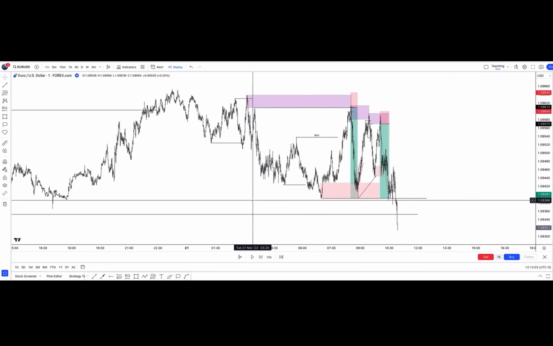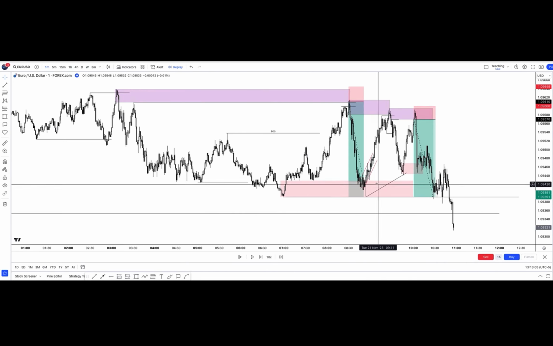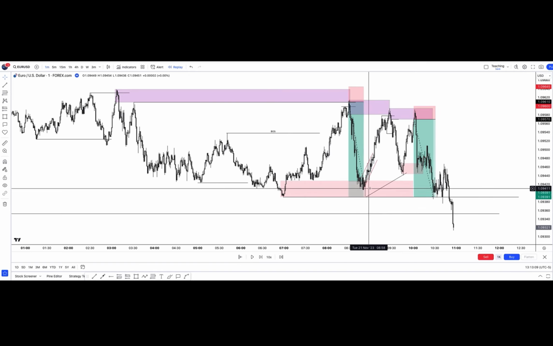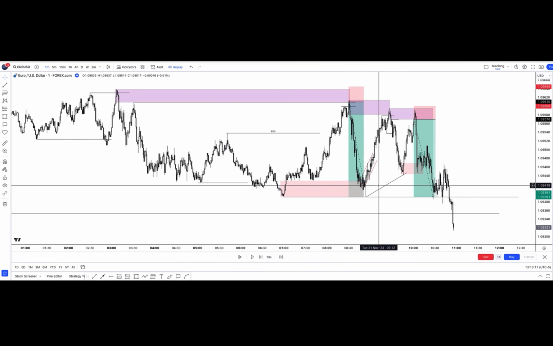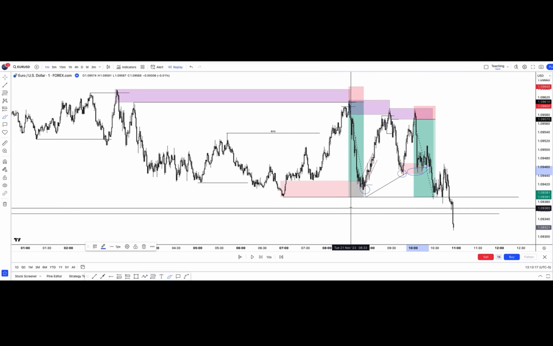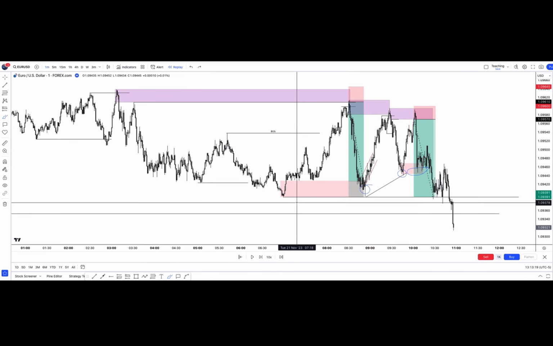I just want you guys to understand why these false reactions kept happening. Look how retail sees this as a BOS, so they're going to be buying these lows, and that's why we got a false reaction from here, a false reaction here, even here. This is all just to build liquidity to the lows. So just think about how much liquidity we've got below here.